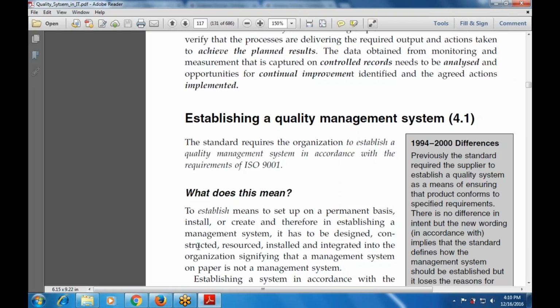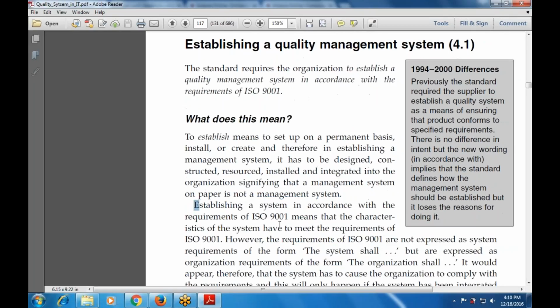constructed, resourced, installed, and integrated into the organization. That signifies that a management system on paper is not a management system. And whenever we establish a system in accordance with the requirements of ISO 9001, the characteristics of the system have to meet the requirements available in the standard.